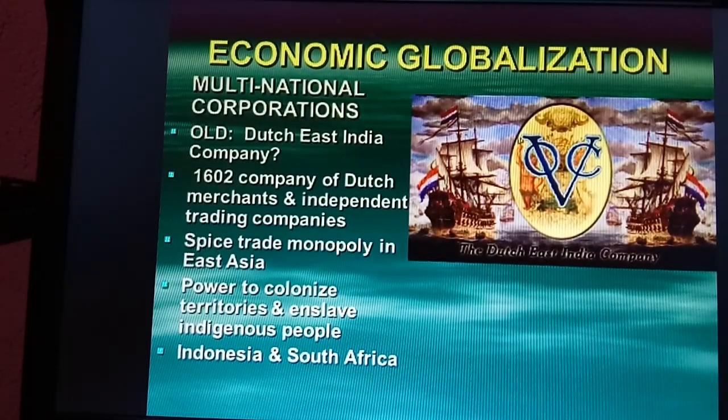Power to colonize territories and enslave indigenous people. With these companies, the British East India Company is another. The British East India Company, of course, was from Great Britain. When they arrived in India, the purpose was just to trade. Eventually, it paved the way for the colonization of India by the British. We became independent from the Japanese in 1946, and India also became independent from Great Britain in 1946.